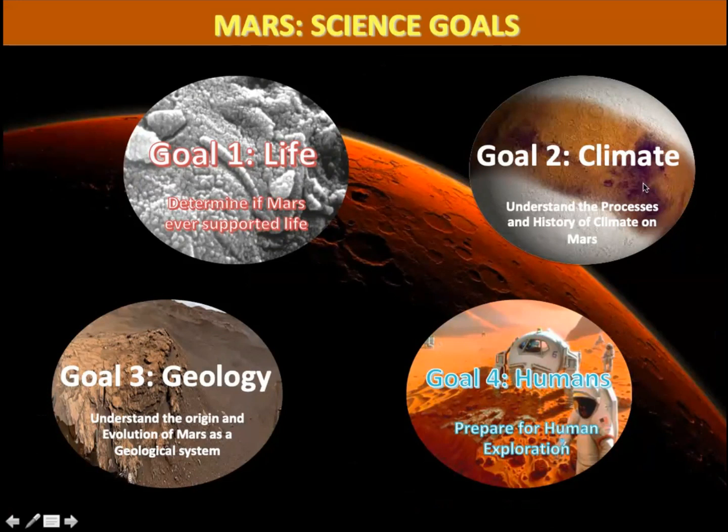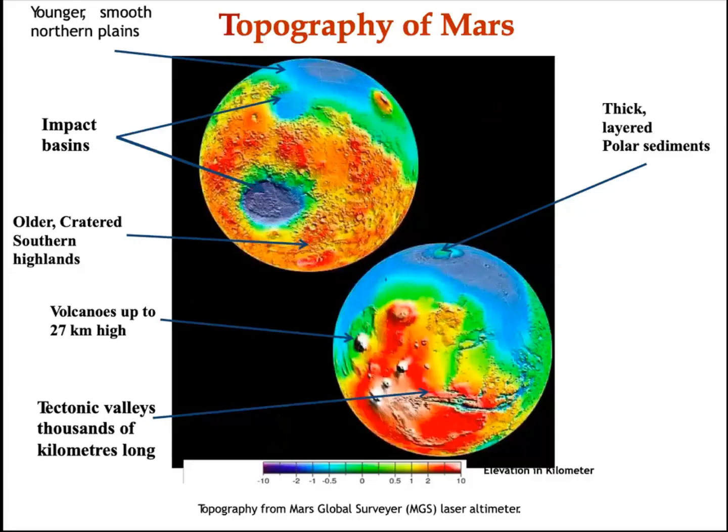Then the second aspect, climatic conditions. I will show you some good examples of the climatic variations taking place on Mars even recently. So it is to understand the processes and history of climate on Mars. Then geology, of course, we are very much interested in that: to understand the origin and evolution of Mars as a geological system. And combining all these aspects, to prepare for human exploration in the future. Those are the major science goals of Mars.